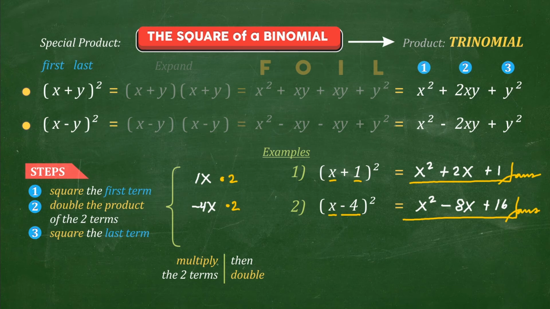Take note that this is consistent with our observation earlier that the first and last terms of the answer are perfect squares and they are always positive. Getting better? And faster? Okay, last example. Let's make things a little more challenging this time. The square of the quantity 3x plus 2.